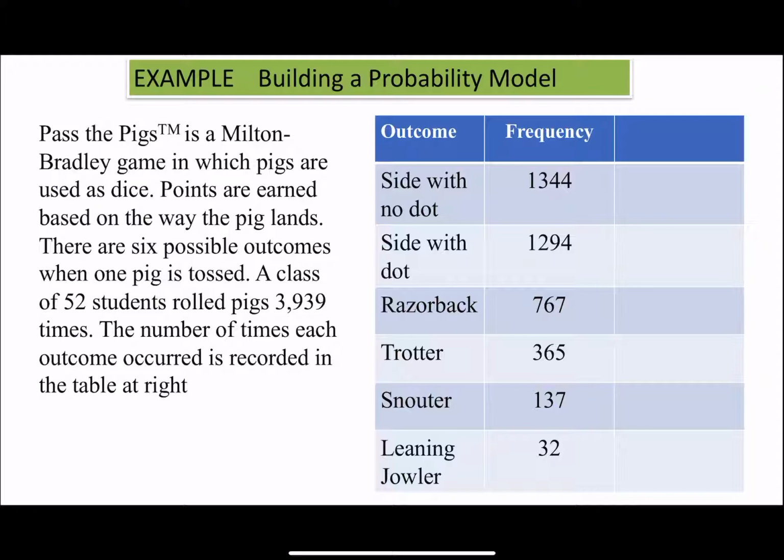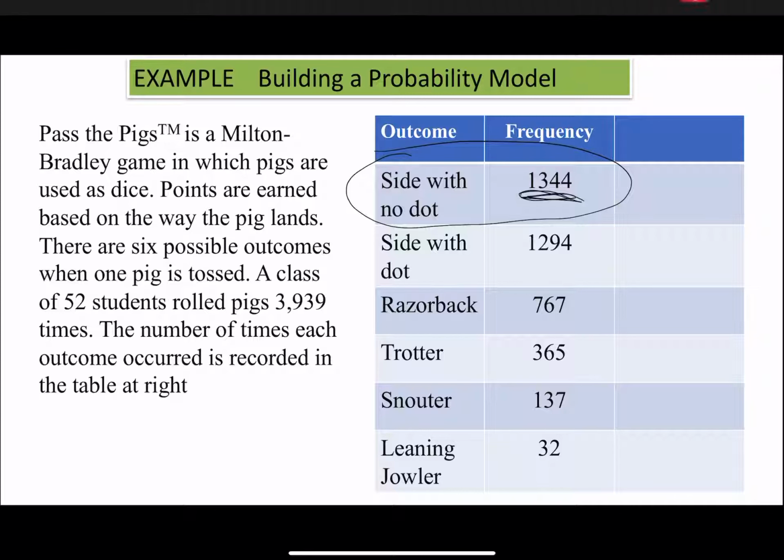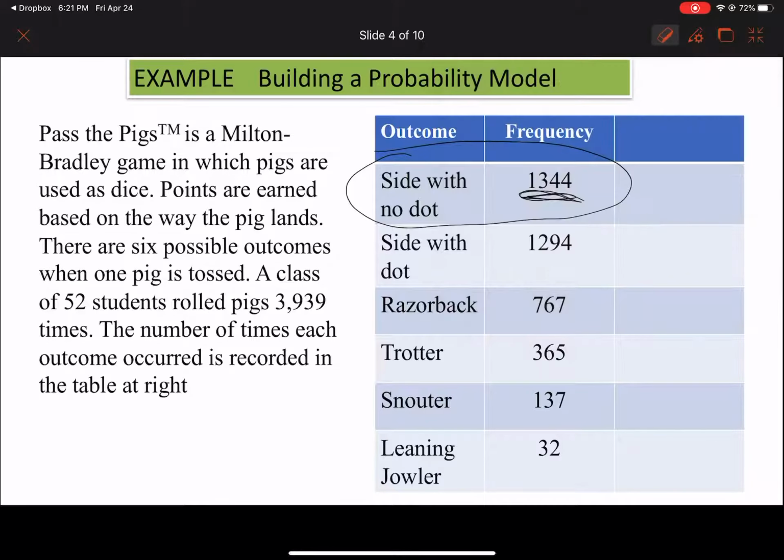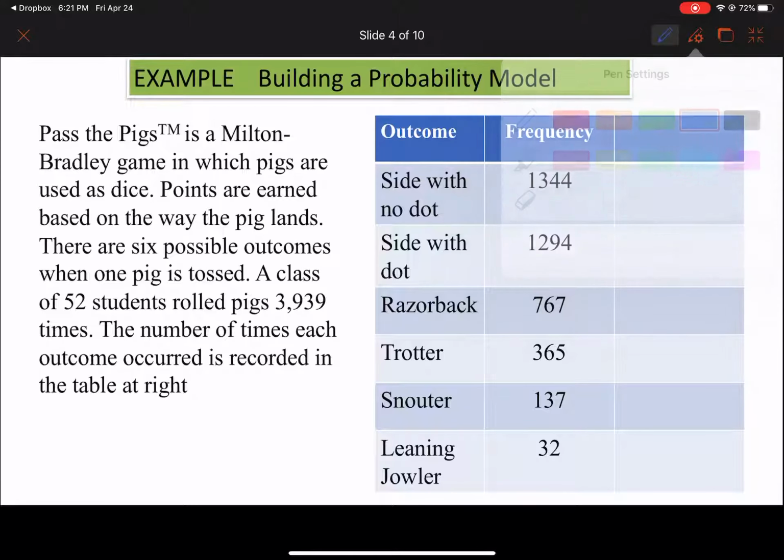So we have each outcome here. For example, out of 3,939 times, the side with the dot was seen 1,344 times. It doesn't matter how many students were really rolling it. That's not really part of what we're doing. What matters is there were 3,939 times that the pigs were rolled, and here's how they landed.